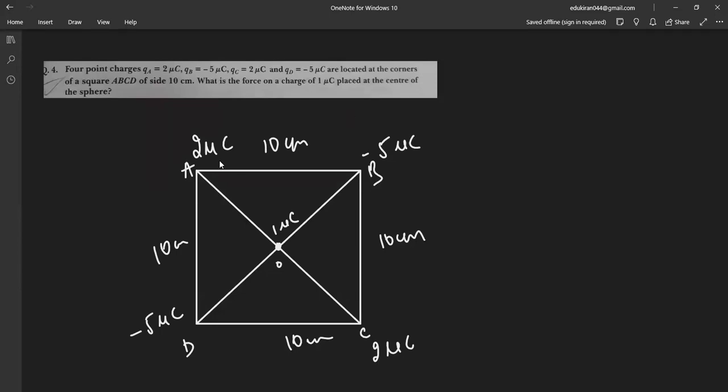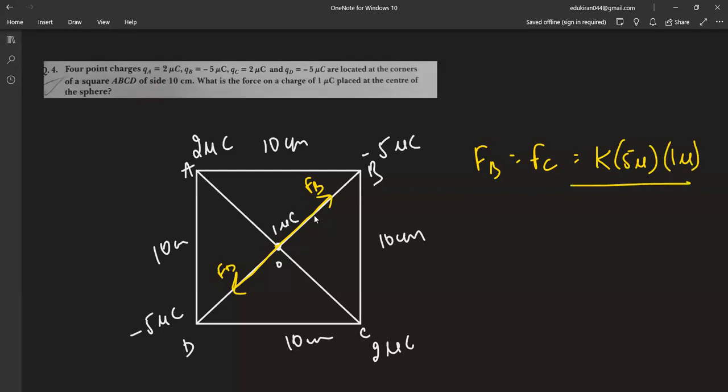Now, see, this is -5, this is -5, this is +2, this is +2. When we calculate the force, this is positive and this is negative, so this will be moved towards the charge because of forces of attraction. This will also be moved towards the charge because of forces of attraction. So this is FB, this is FD. Now when we take their magnitude FB and FC and apply Coulomb's law, that becomes K, Q1 is 5 microcoulomb, second is 1 microcoulomb, divided by separation. See, this separation you can calculate, this will be 5 root 2.